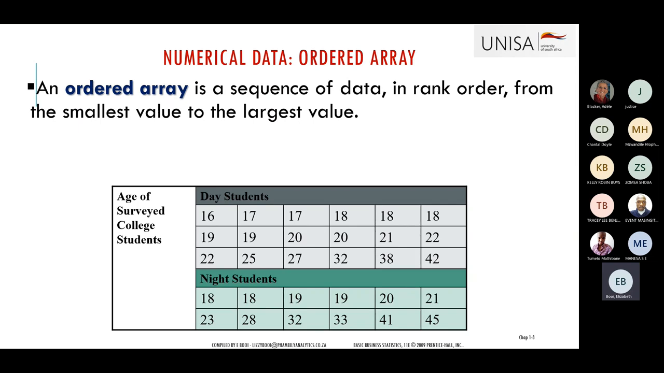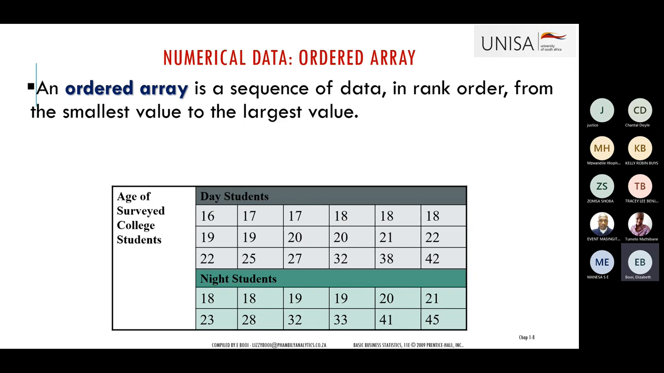So here I have the ages of surveyed college students. Here we have those who attend day classes and those who attend night classes. And the ages are in order already. So this data is an ordered array because you can see that for day students, it starts with 16-year-old, 17-year-old, 18-year-old, 18-year-old, up until you get to a 42-year-old. And all the data is sorted, including also the night students.